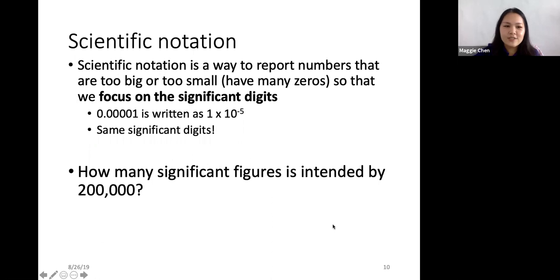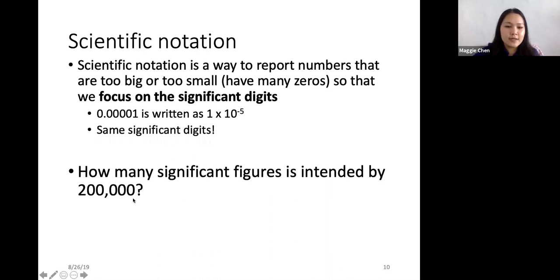So scientific notation. Scientific notation is a way to report numbers that are really big or really small. And in scientific notation, we can use this to indicate how many numbers are significant in our final answer. So it's just another way to write numbers. And as an example, 0.00001 can be rewritten as 1 times 10 to the negative 5. They mean the exact same thing and they have the same significant digits. And so this negative 5 again is how many spaces past the decimal point that we're looking at.